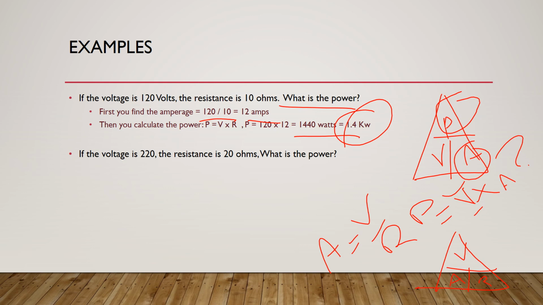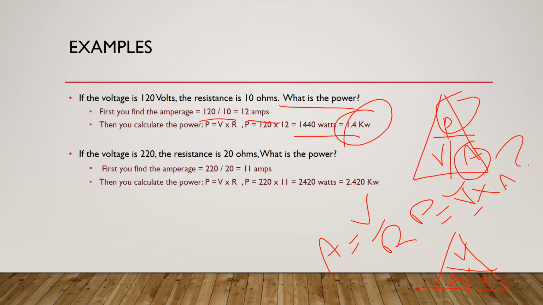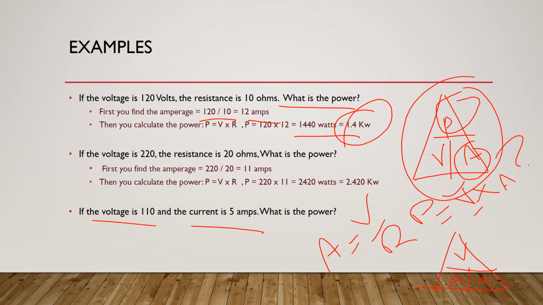Okay, if the voltage is 220, the resistance is 20 ohms, what is the power? So we're going to repeat the same procedure. First we'll find the amperage using Ohm's law, then you find the power using the power law, and try to practice this a little bit. If the voltage is 110, the current is 5 amps, what is the power? So here we have the voltage, we have the current. Do we have all we need in power law to find the power? Yes, we have the amperage, we have the voltage, so we multiply them together and you get 5,500 watts.